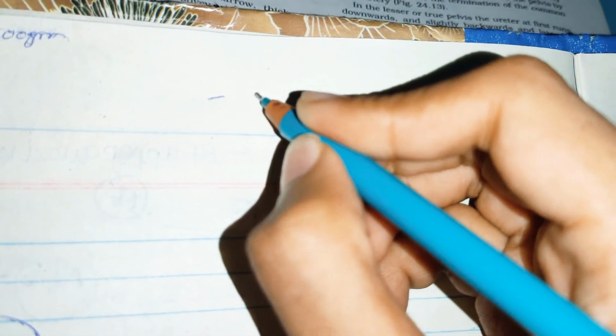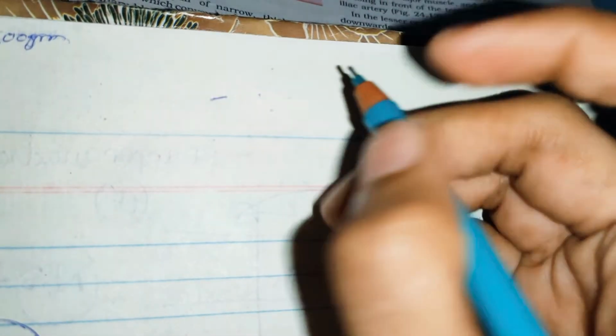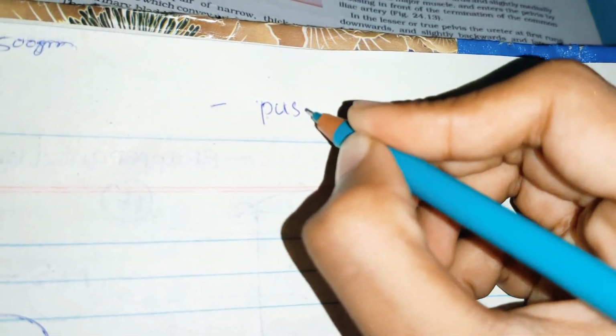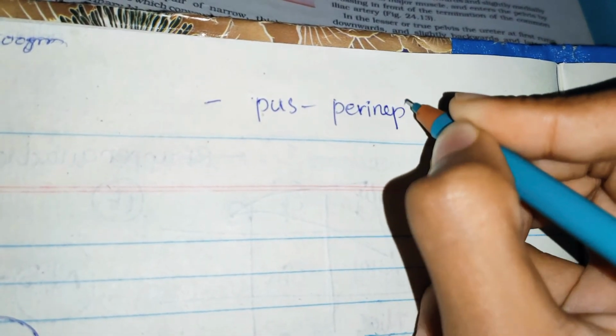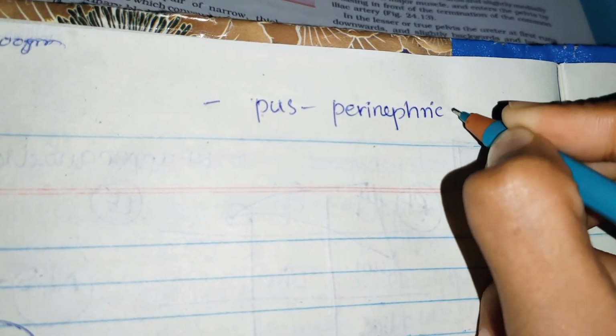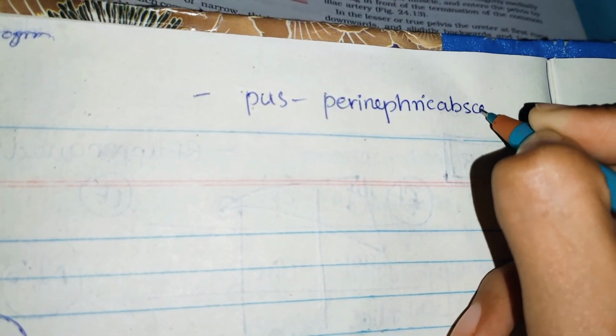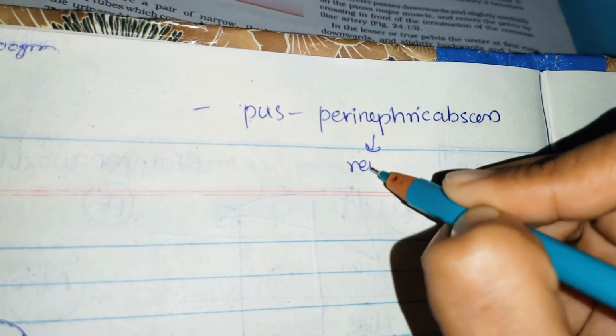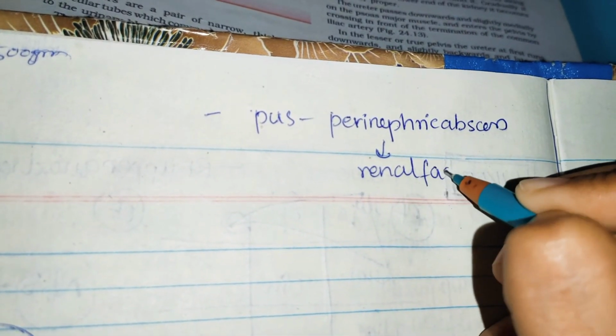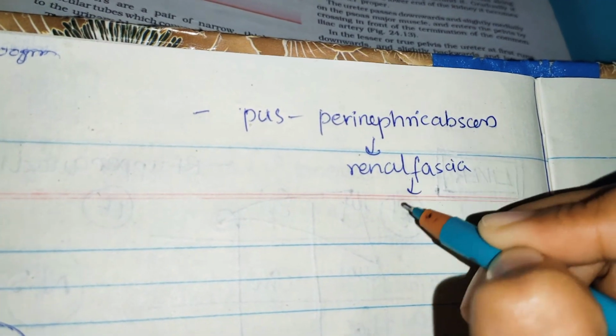The next clinical point: if there is any blood rupture from the kidney or pus in the kidney, then it is called a perinephric abscess. This will go to the renal fascia, and from there it will go to the pelvis.